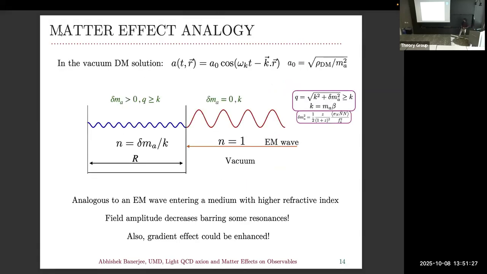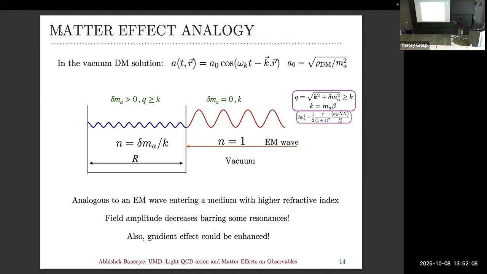But, okay, before I do it properly, I love E&M. So I just want to say that this is something that we have seen from our E&M. What happens? Let's say I have an electromagnetic wave coming from vacuum, where the refractive index is 1, with some momentum, and it's entering a medium with higher refractive index. What happens? We know at the start the field amplitude decreases, right? Because the wave is coming, something is reflecting back. A lot of things happen. There are some resonances, but barring the resonances, the field amplitude decreases. Fine, so that we know from our EM analogy.